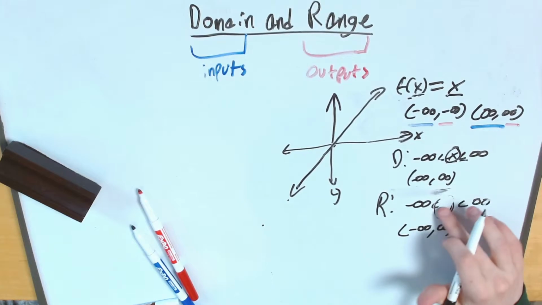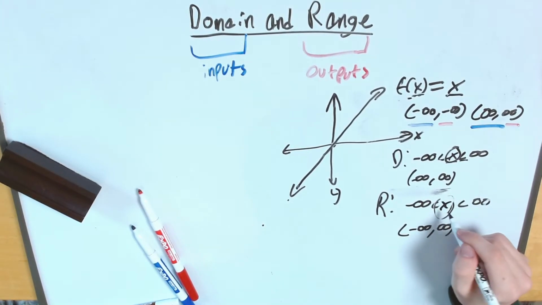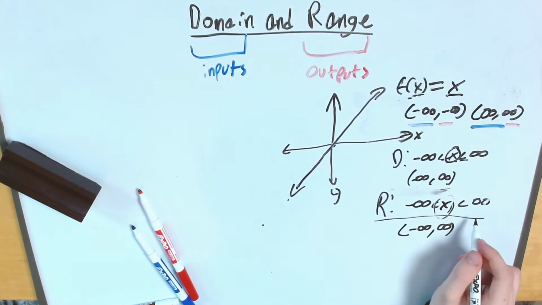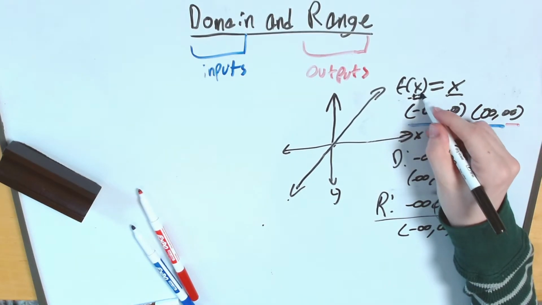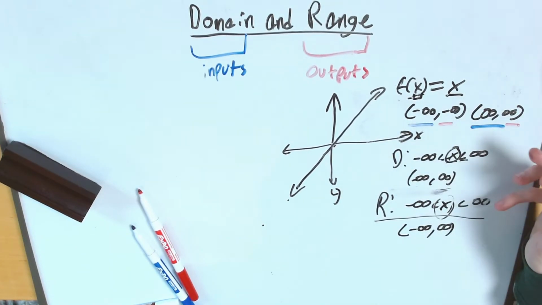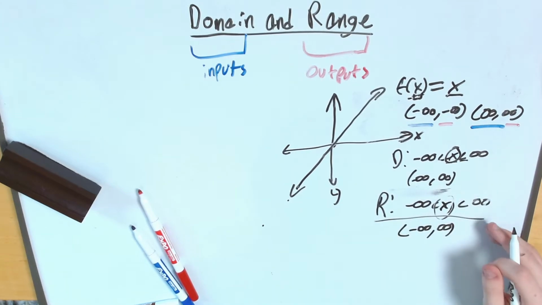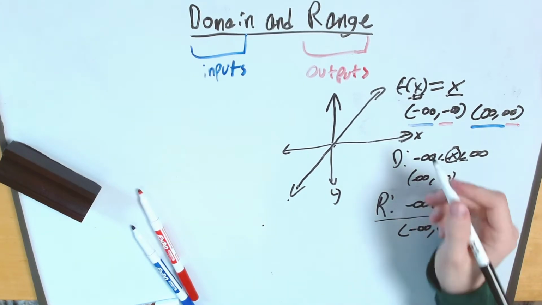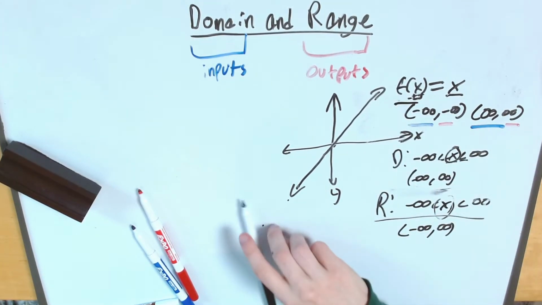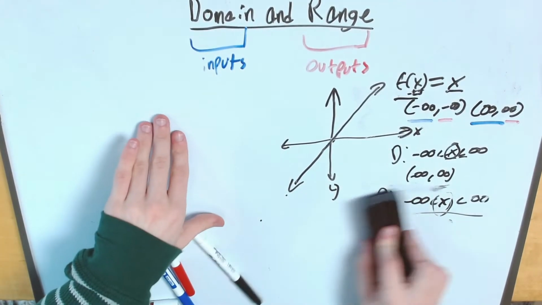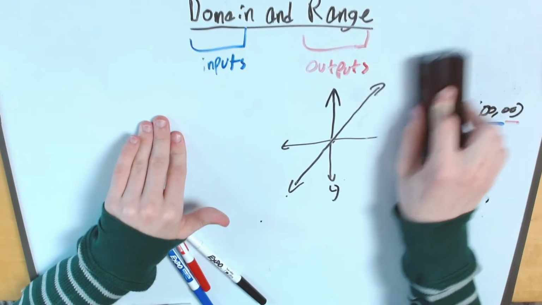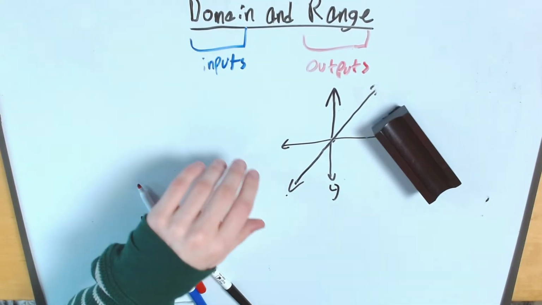If I said x here, well then this wouldn't be the range, right? Because x refers almost exclusively to my inputs. In my function, I'm plugging in x. It is my input. It's not my output. My output is f of x, or y, you could say. But that covers the basics of domain and range.